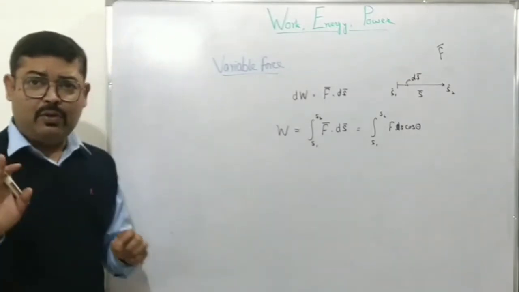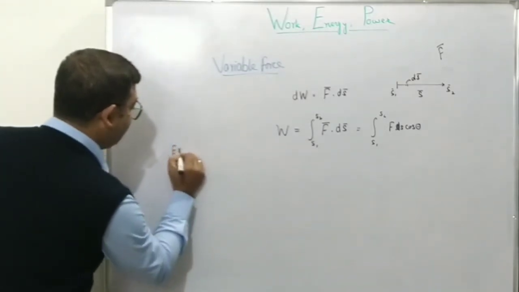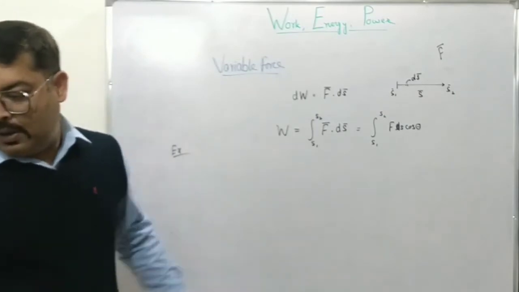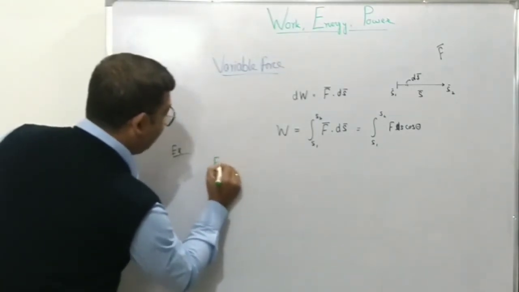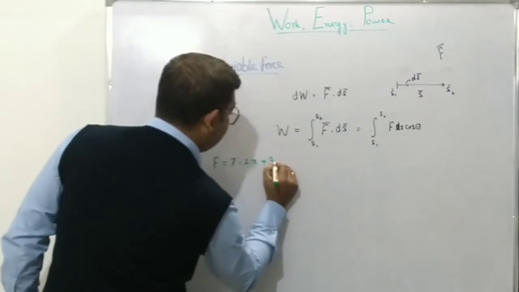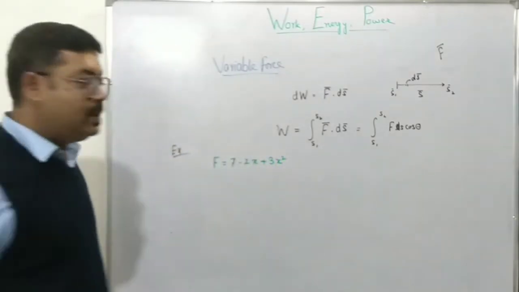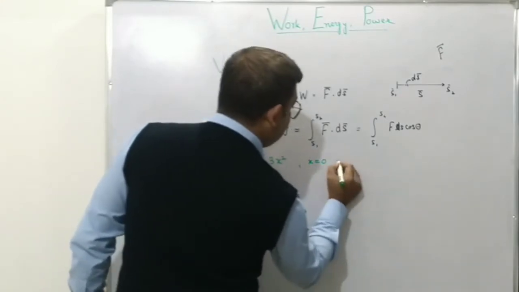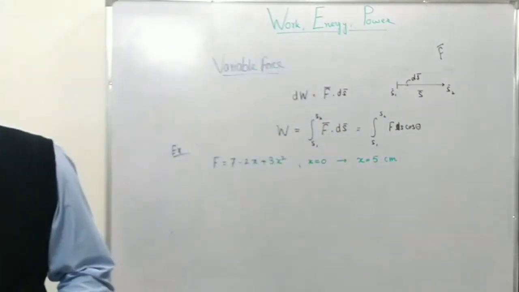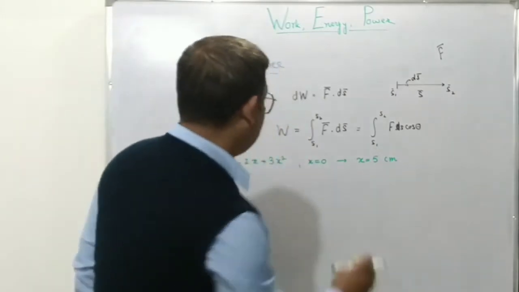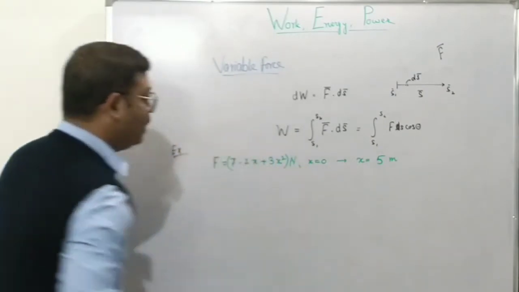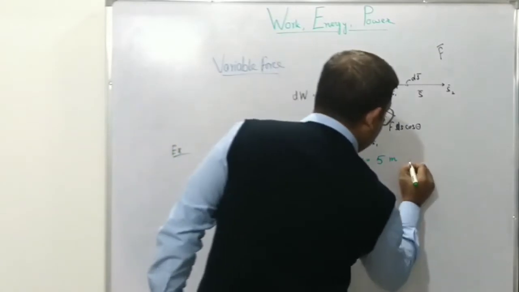Let's take an example to make this clear to you. We are given that a force given by F equal to 7 minus 2x plus 3x squared is applied to an object at x equals 0, and it displaces it to x equal to 5 meter. Sorry, not centimeter, 5 meter. And this force is in Newton. You are supposed to find the work done.